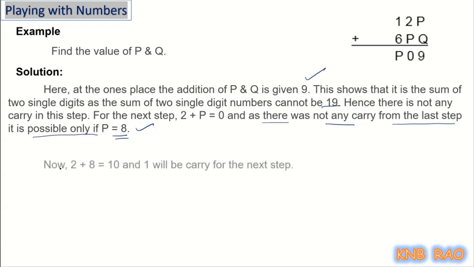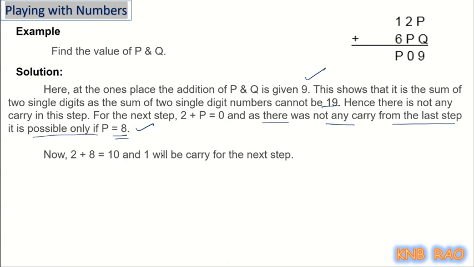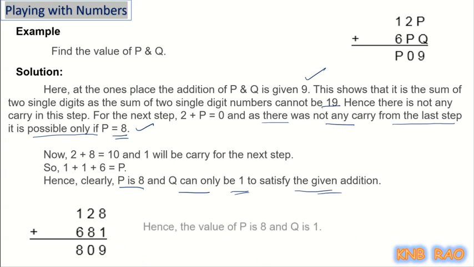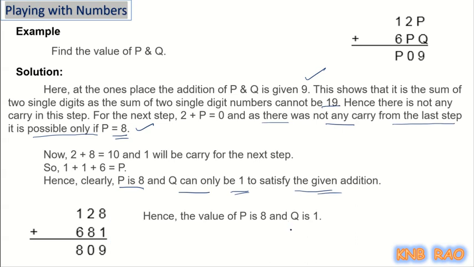Okay. Next, 2 plus 8 is 10, there 1 will be a carry for the next step. Therefore, 1 plus 1 plus 6 is equal to P, thus P is equal to 8. Clearly P is 8 and Q can only be 1 to satisfy the given condition. Thus, the given question is supposed to be 128 plus 681 is equal to 809. Hence, the value of P is 8 and Q is 1.